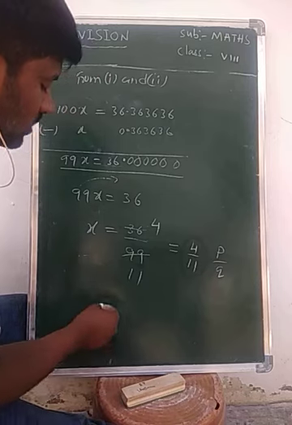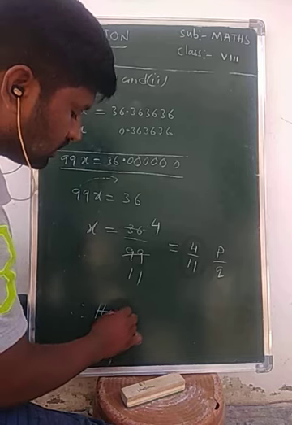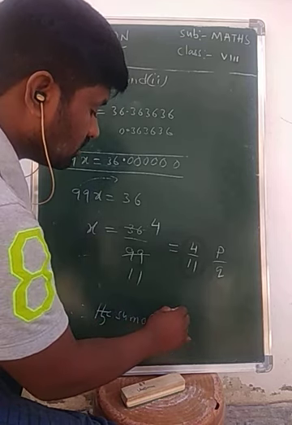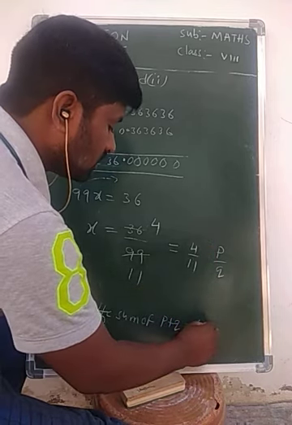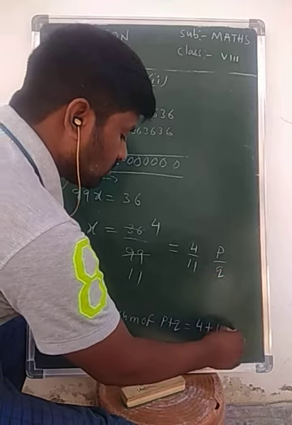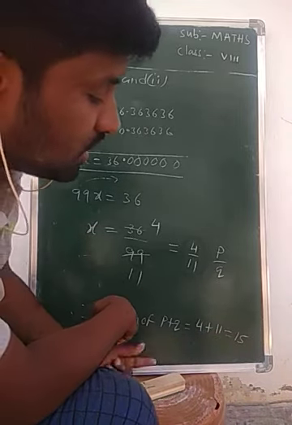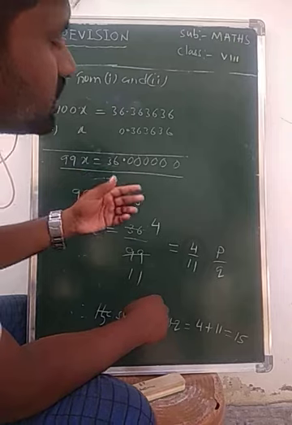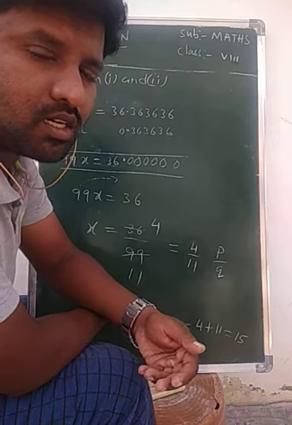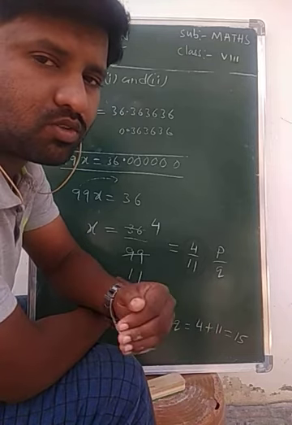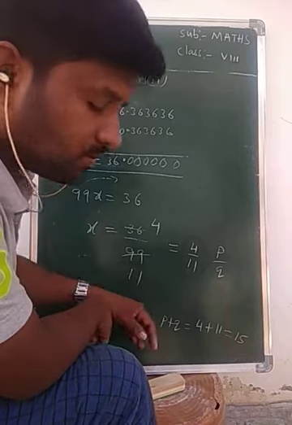Okay, so according to our question, the sum of P plus Q equals P, which is 4, plus Q, which is 11. So 4 plus 11 equals 15. So this is the required answer for this question. So like this we can convert non-terminating, repeating or recurring decimals into P by Q form. That is called the rational form. So this is one of the model questions.